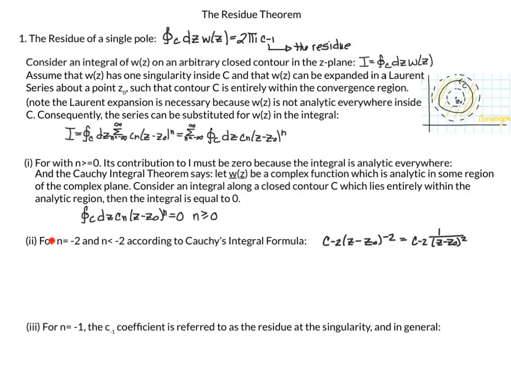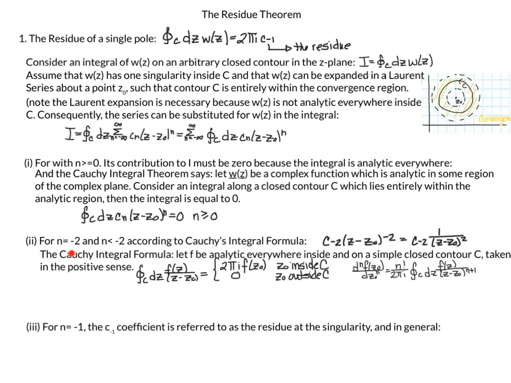Now if we consider n equals negative 2, we have our coefficient c minus 2 times our z minus z naught to the minus 2. You can also write it as c to the minus 2 times 1 over z minus z naught squared. Now we can copy our Cauchy integral formula over here, and remember this is good for when our exponent in the denominator is equal to 1. Our generalized formula is when our exponent is greater than 1. Our exponent is 2, so in this case n is equal to 1.